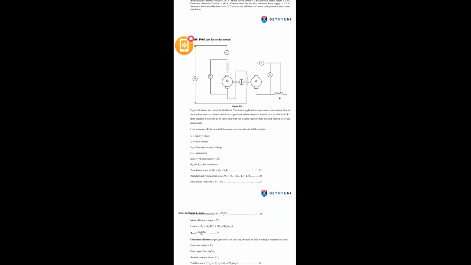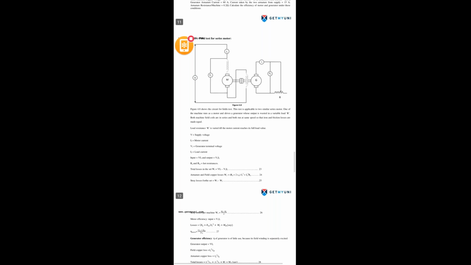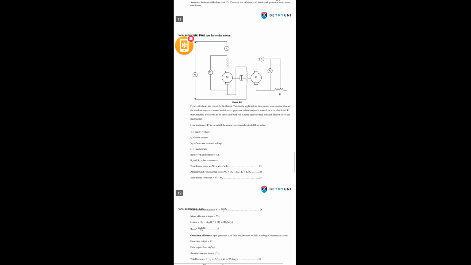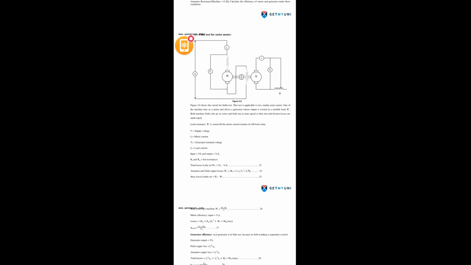And the next one is the armature and field copper losses. We can write the equation like this: WC equals (RA plus 2RSC) I1 square plus IA square RA. 2RSC in the sense, here we have the resistance of the field winding, RSC. One is for the motor and another one is for the generator. That's why we got 2RSC. Now this is the total copper losses related to the armature and field.